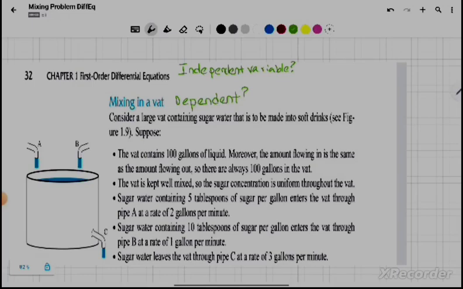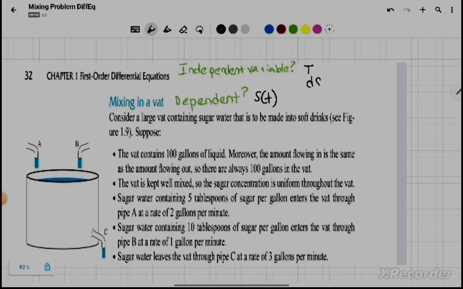What we want to do is figure out an equation so that we can model the situation in which we want to figure out how much sugar is going to be in this vat at some time t. So to do that, let's figure out what our independent variable and our dependent variable is first. Our independent variable is going to be time, and we want to figure out how much sugar is in this tank at some time. So let's look for S of t.